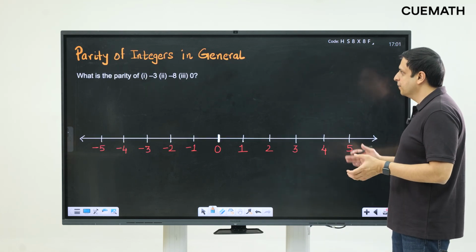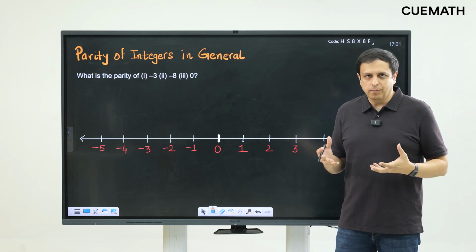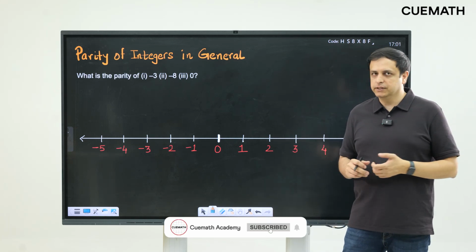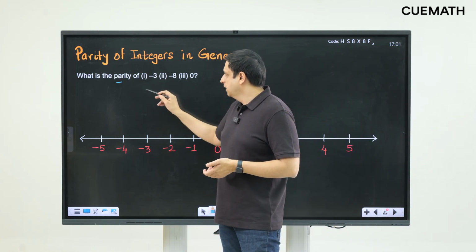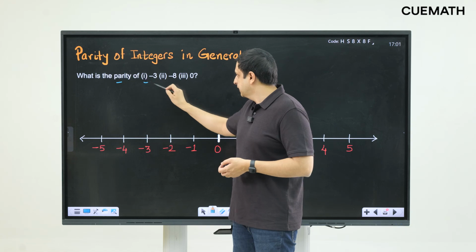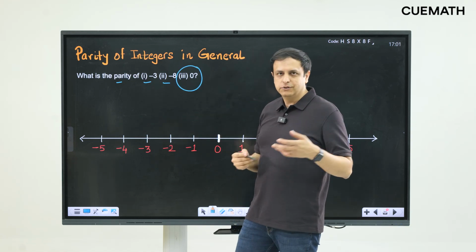Now let's keep moving. Now we will extend the idea of parity from natural numbers to more general integers. And the question I have for you is, what do you think is the parity of negative integers like -3, -8, and for that matter, what is the parity of 0?